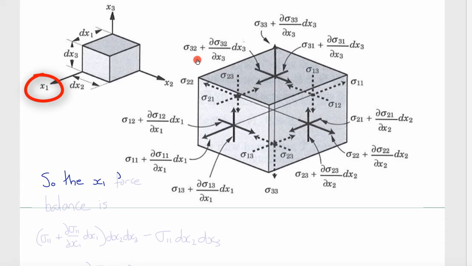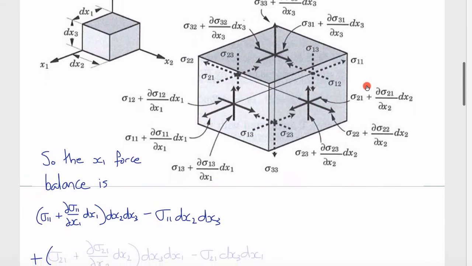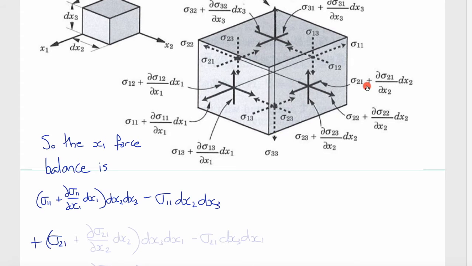And we'll start with the x1 direction. So this direction here. We'll balance all of the forces, shear forces and the normal forces that are going in the positive or negative x1 direction. So we'd start with this term here, σ11 plus ∂σ11/∂x1 dx1, minus this one here, it's on the negative face, σ11 times the area of that surface, dx2 dx3, plus the shear tractions that are pointing in the x1 direction, in this case on the x2 face, so σ21 plus ∂σ21/∂x2 dx2 times dx3 dx1, minus σ21 times dx3 dx1.